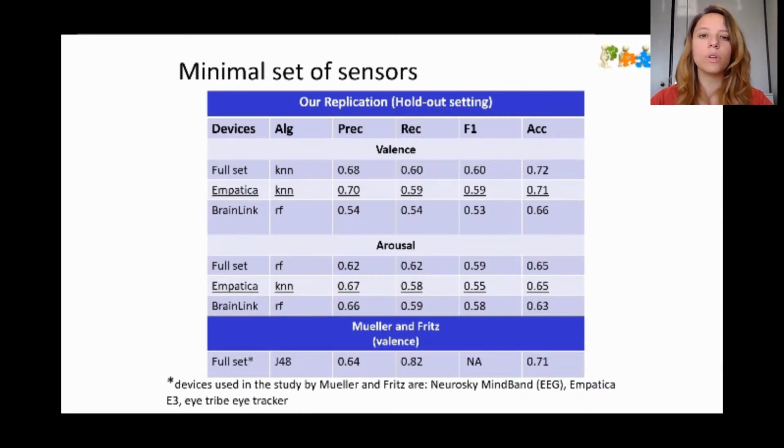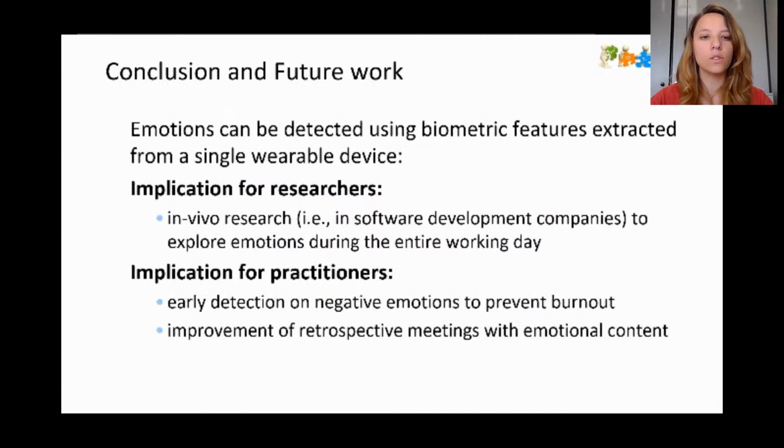This is a very important result because it has a lot of implications both for researchers and for practitioners. Indeed, as regards researchers, we call for in vivo research with the goal of studying emotions during the entire working day, for example, in software development companies. And as regards practitioners, we believe that self-monitoring emotions over time can be used as an alarm bell for preventing burnout. Also, the emotional feedback can be used to improve retrospective meetings, where developers can share their emotions based not only on their memories, but on a more objective measurement.